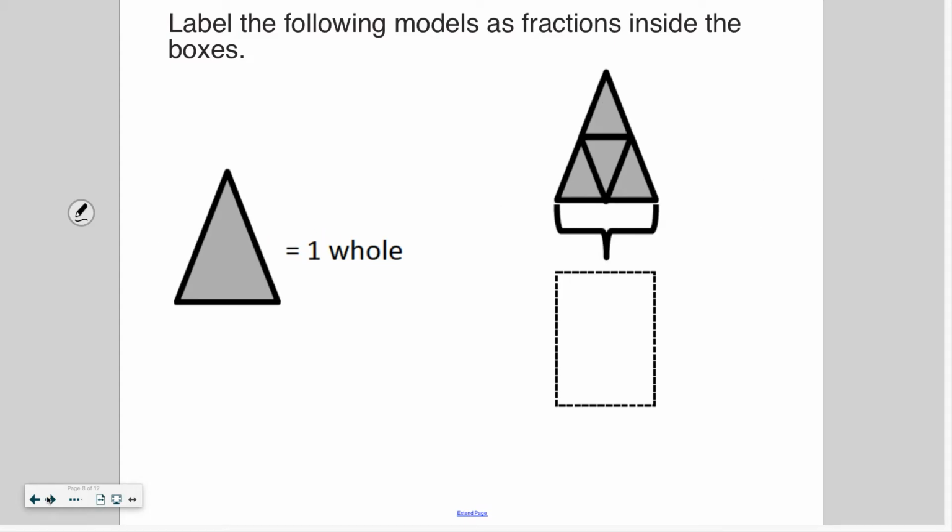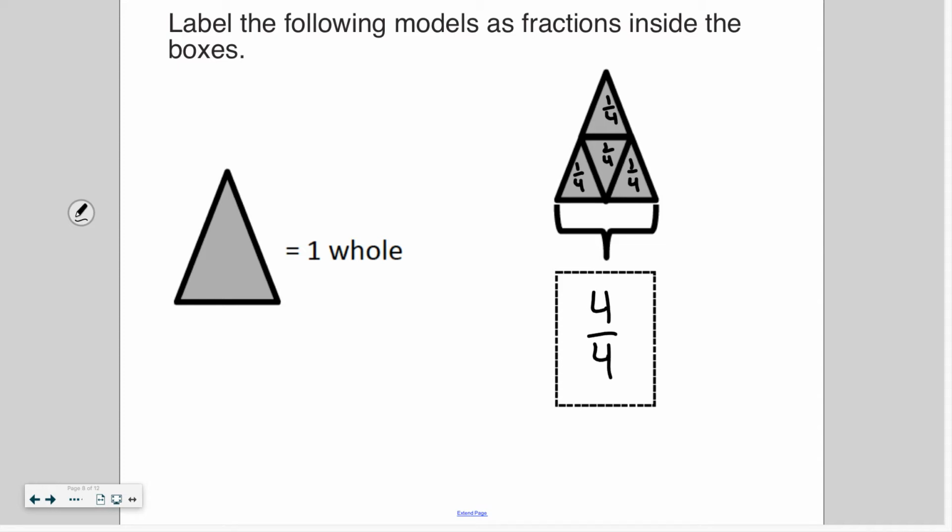How about you try one now? What fraction does this triangle represent? Remember, the entire triangle is one whole. Look at the parts inside of this triangle. What fraction does this represent? So I see I have 4 equal parts, 1, 2, 3, 4. So that means they're each fourths. And they're all shaded in, so 1/4, 2/4, 3/4, and 4/4. So this fraction is 4/4.